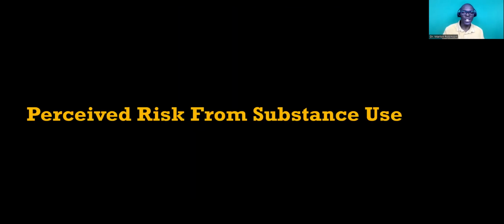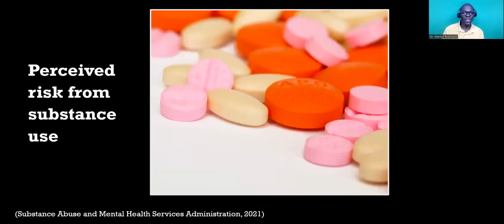Let's talk about perceived risks from substance use. We see that only about one-quarter of people age 12 or older in 2020, which is 27.4%, perceived great risk or harm from smoking marijuana once or twice a week. So only about one-quarter of those users believe that marijuana can harm their health. And that's a problem. So let me just reiterate that. About one-quarter of people age 12 or older in 2020, which is 27.4%, perceived great risk of harm from smoking marijuana once or twice a week.